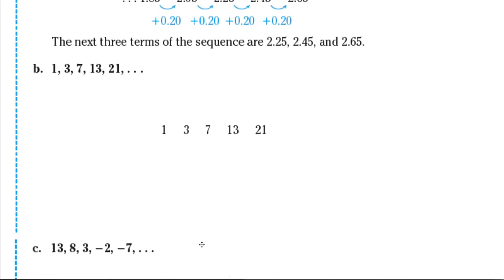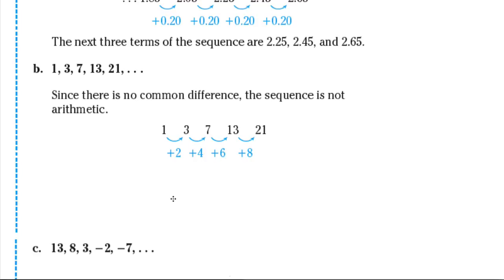Letter B: 1, 3, 7, 13, 21. If you notice, there is no common difference, because 3 minus 1 is 2, 7 minus 3 is 4, 13 minus 7 is 6, 21 minus 13 is 8. There is no common difference. Since there is no common difference, the sequence is not arithmetic.